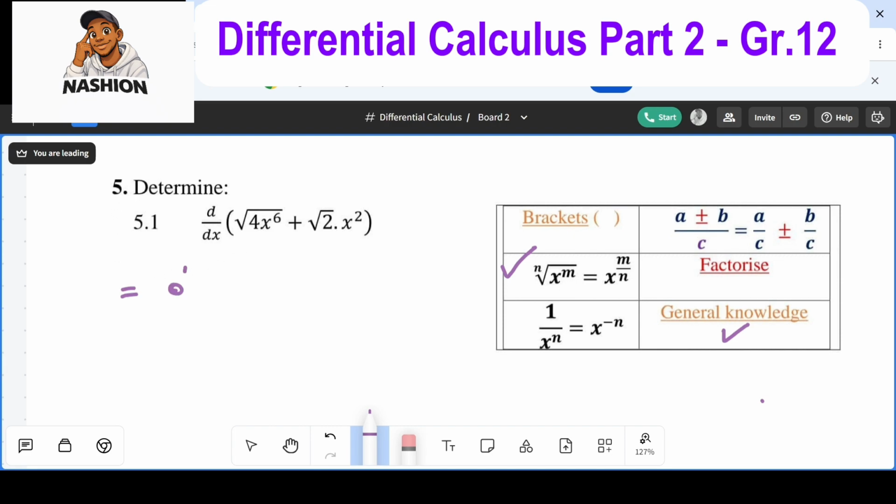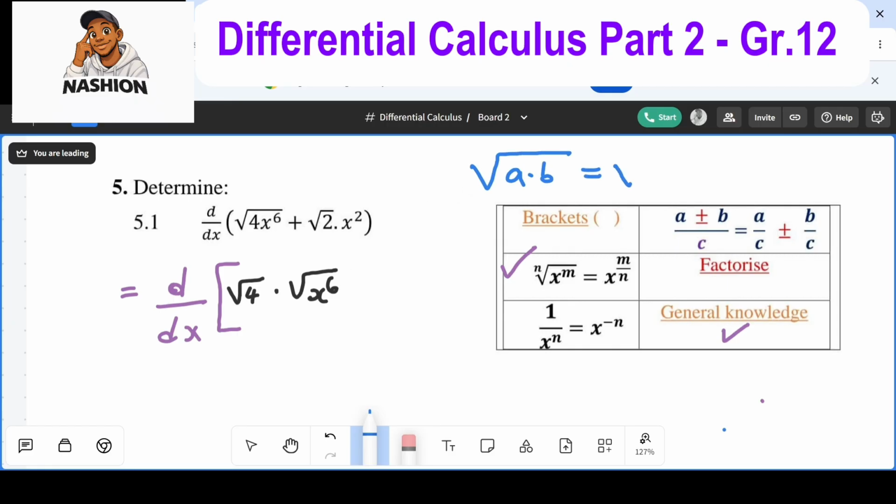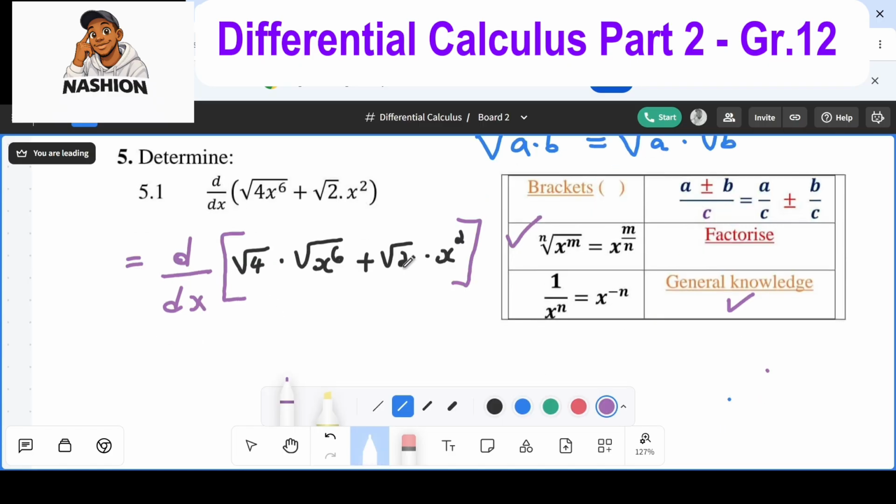So we're going to write d over dx. We're going to break down the square root of 4 times x to the power 6. We can write it as root 4 times root x to the power 6. You remember this surd law that goes like, if you have the square root of a times b, you can break it down as the square root of a times the square root of b. So a in this case is 4 and b is x to the power 6. That's what happened. Next part, the square root of 2 is already broken down times x squared. So in this first step, we have just applied the general knowledge of a surd law.